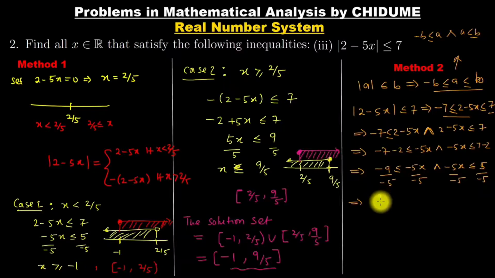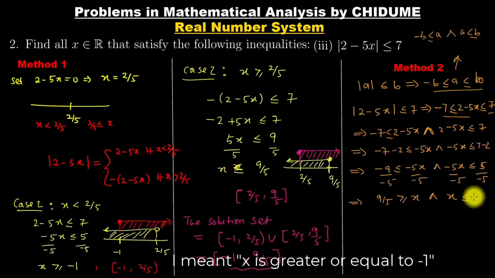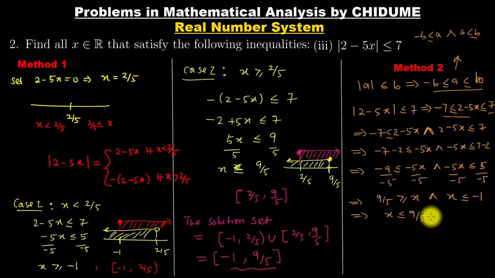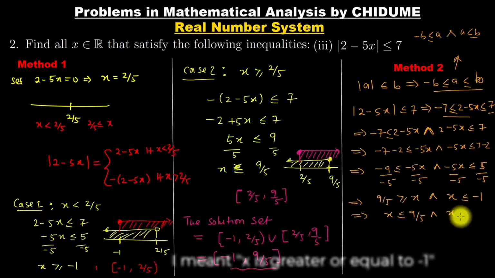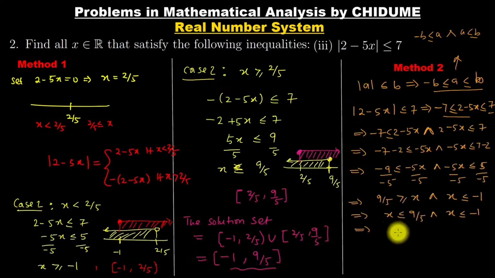So that means I'm going to have 9/5 to be greater or equals to x, and x to be less or equals to -1. Okay, so if 9/5 is greater or equals to x, this implies that x is less or equals to 9/5, and x is less or equals to -1. I can swap this. Actually, I can bring this to the other direction. That means I will have -1 to be greater or equals to x, and x is less or equals to 9/5.